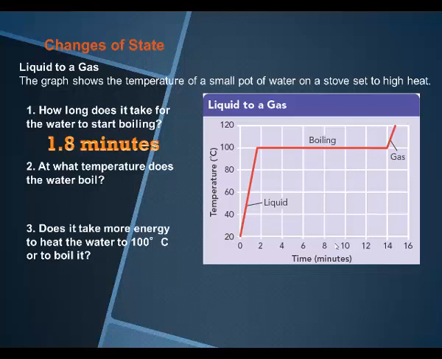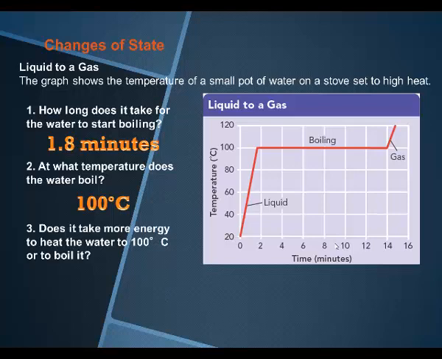Number 2, at what temperature does the water boil? So in this case, we're looking for temperature, which is measured in the y-axis. So if we look up to the point at which boiling starts, that is 100 degrees Celsius. So the answer to number 2 is 100 degrees. It's also important to note that the boiling temperature of water is 212 degrees Fahrenheit. So 100 degrees Celsius is equivalent to 212 degrees Fahrenheit.